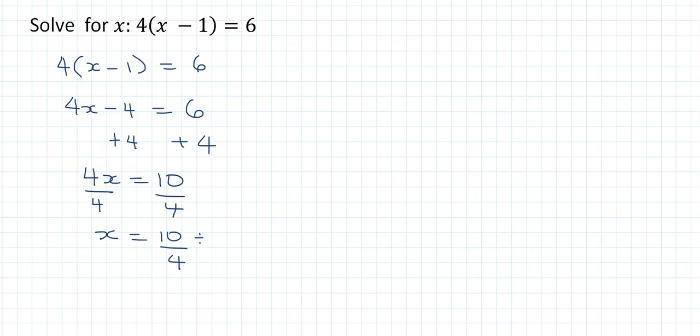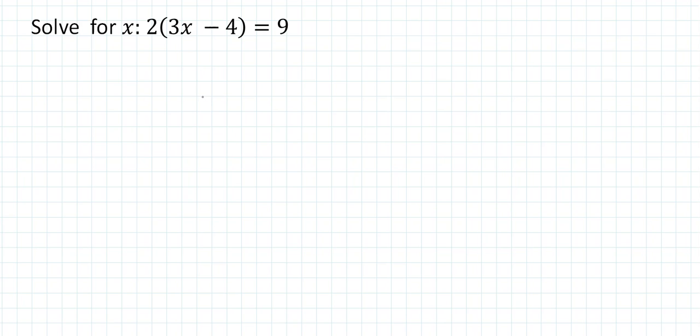And you can simplify this. We're going to divide the numerator and denominator by 2. So 10 divided by 2 is 5, and 4 divided by 2 is 2. So x is equal to 5 over 2.